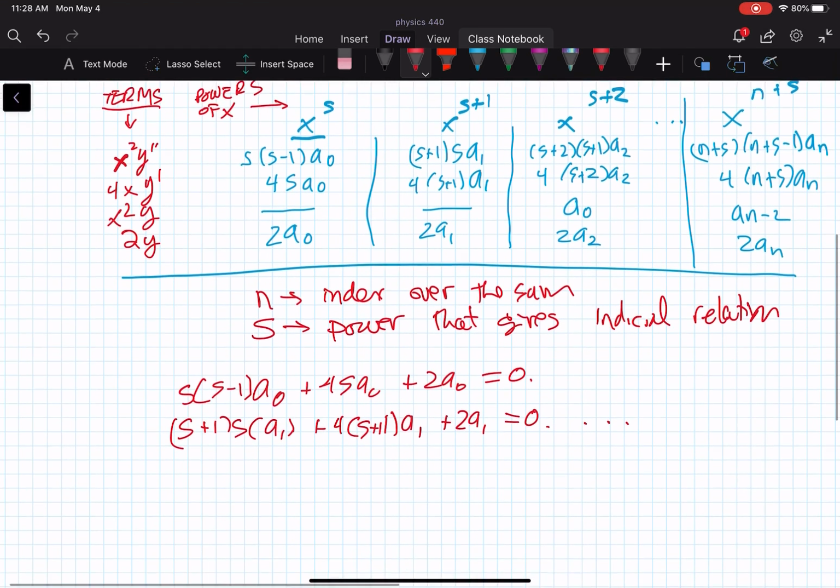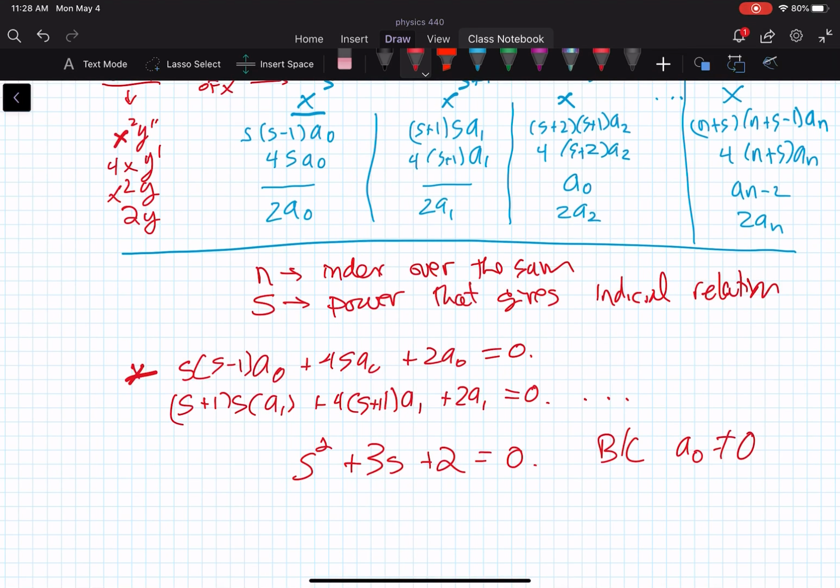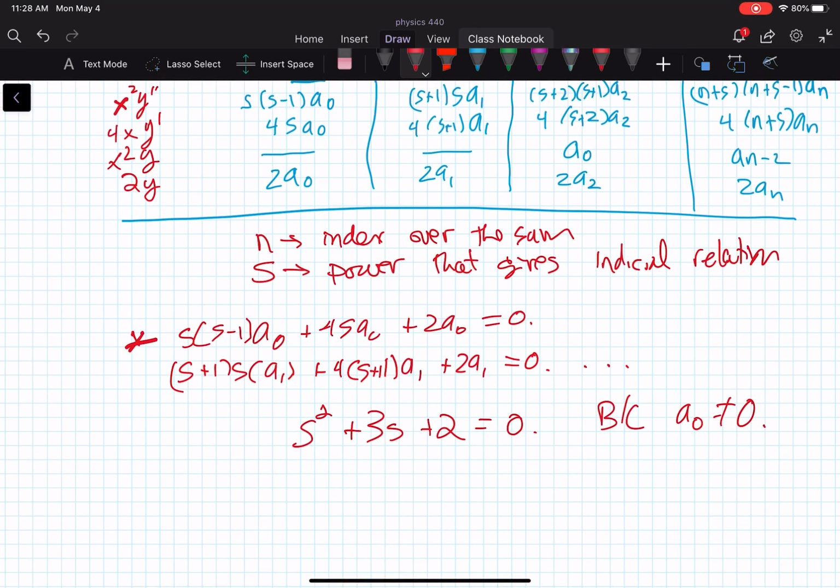If we look at this first equation, we can expand this out, and we get s squared plus 3s plus 2 has to be equal to 0. And that's because we're assuming that a naught is non-zero. We're not assuming a trivial solution. That means that s is equal to minus 2 or s is equal to minus 1. This is our indicial equation.